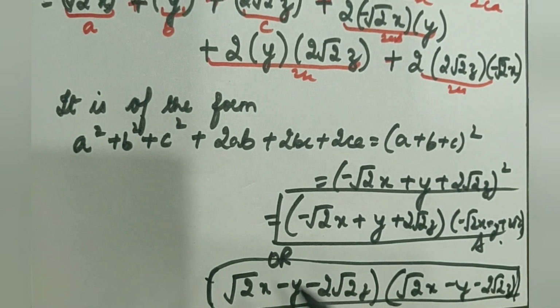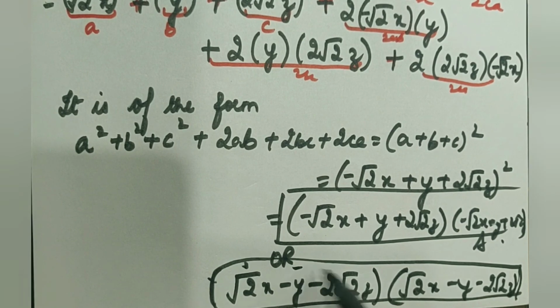If you are taking a as positive, b as negative and c as negative, then also you can get the answer. You can have this answer also.